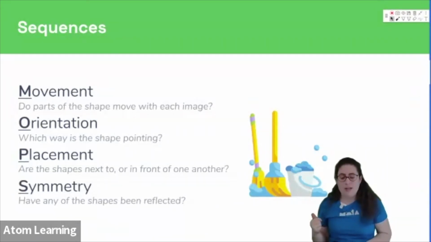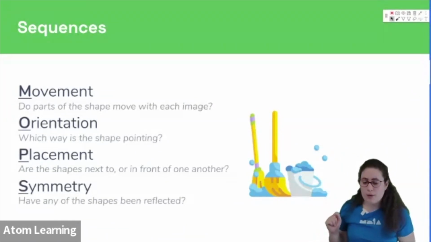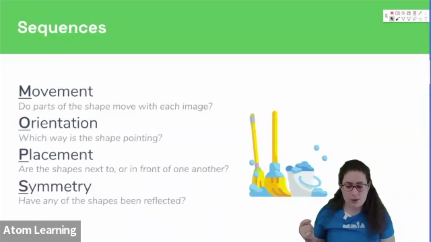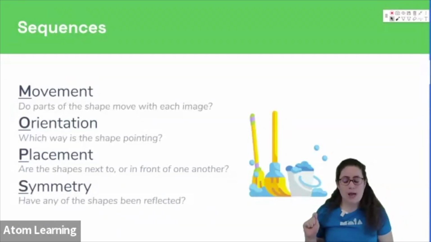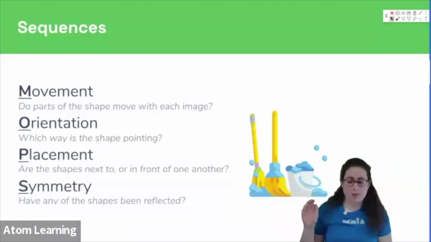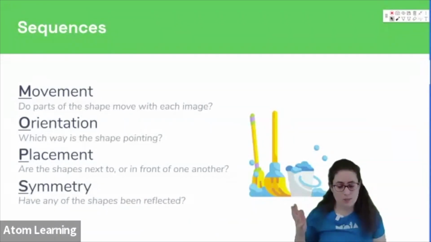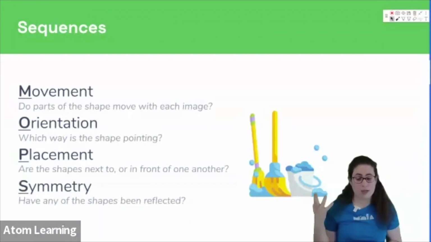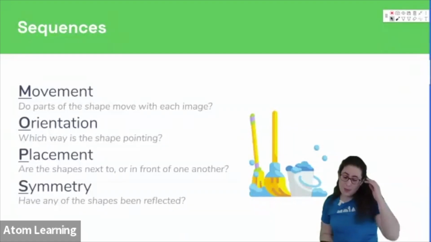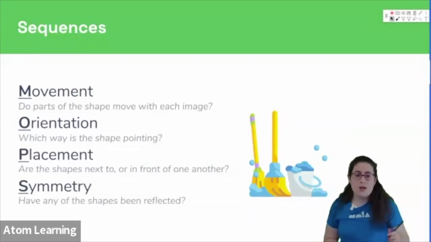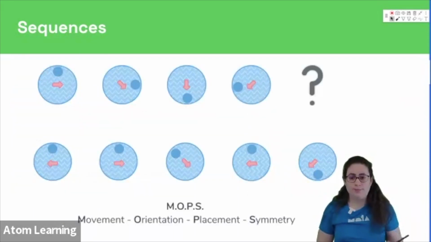So have any of the shapes been reflected? That's one of the ways that sometimes you can eliminate an answer option that seems right, but actually what's happened is that it's almost exactly right, but one of the shapes has been reflected. One of the shapes is a symmetry of what it should be. So it looks almost exactly right to our eyes and our brain, but actually it's a bit of a trick.